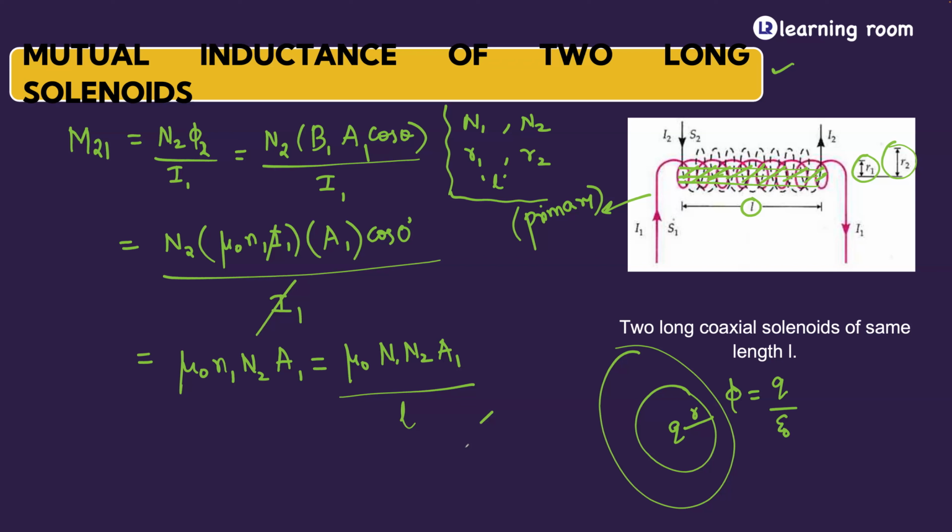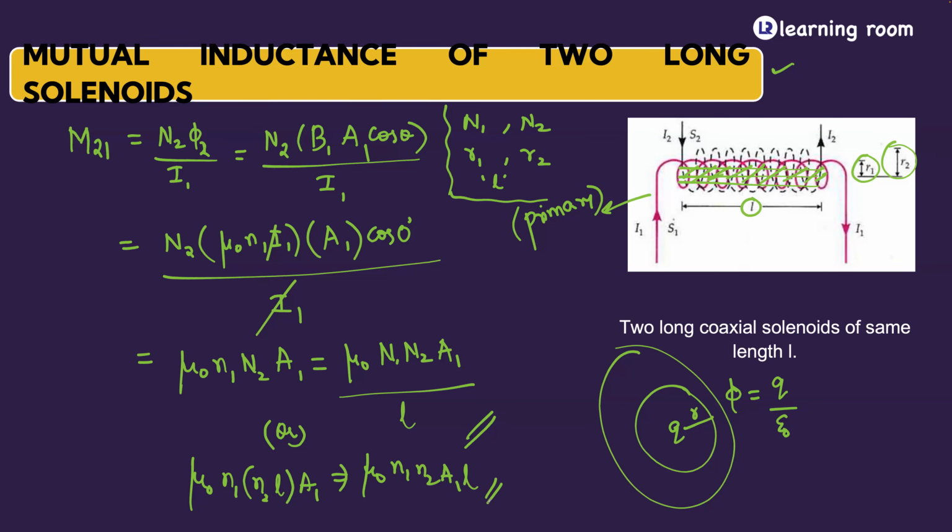In a similar way, how can you write N2? Capital N2 can be written as small n2 into L. So it will be mu naught into n1 into n2 into L into A1, which implies this will be equal to mu naught into n1 into n2 into A1 into L.